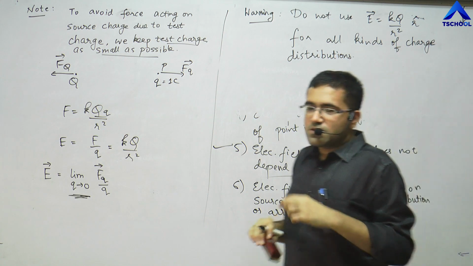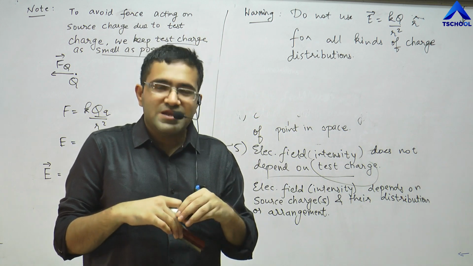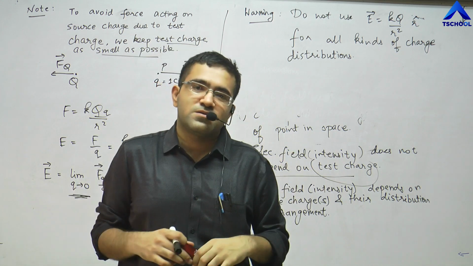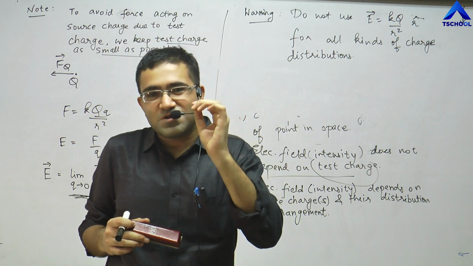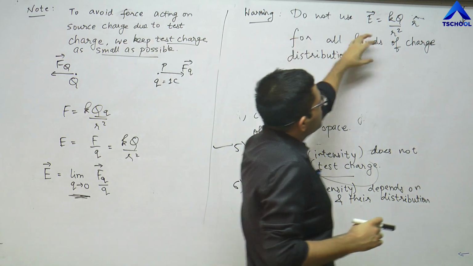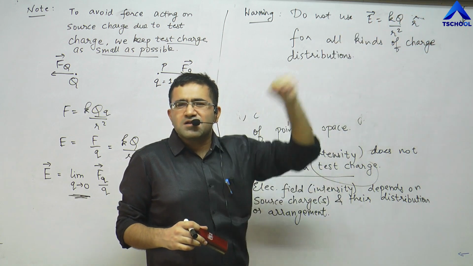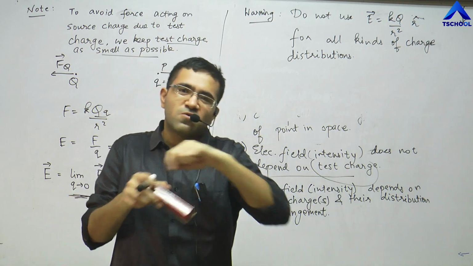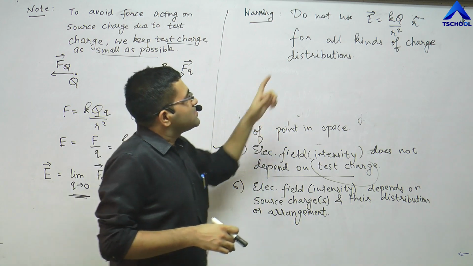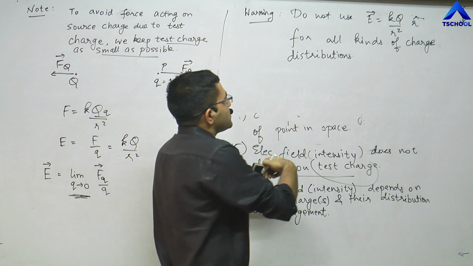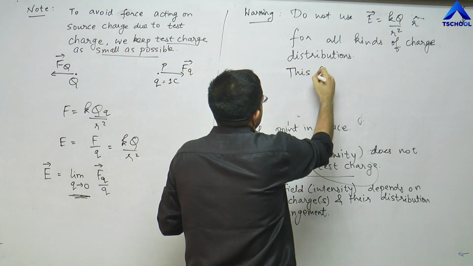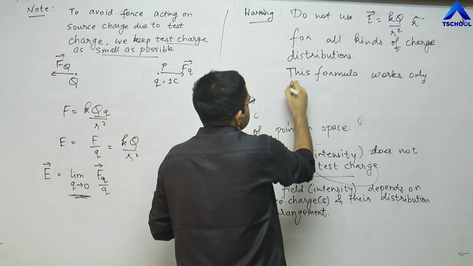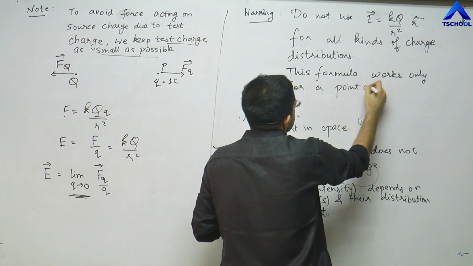What do I mean? Later on, we are going to study electric fields created by sheets and spheres and wires and all that. At that time, I've noticed that many students are tempted to always use the formula E vector equals KQ by R square R hat, irrespective of whether the charge is on a sphere or on a sheet or on a wire, right? So don't forget that this formula works only for a point charge. Don't forget that.